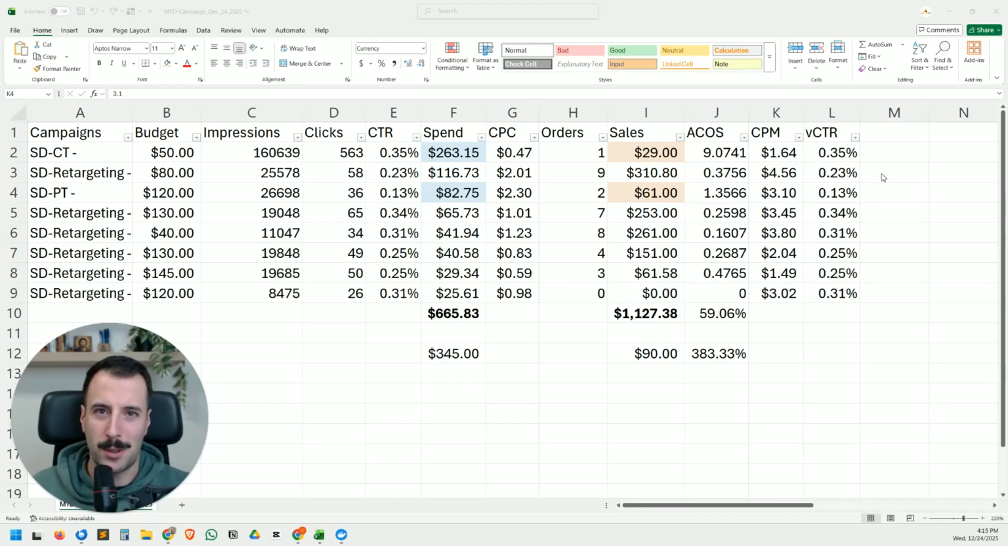Hi guys, let's talk about some funky stuff in Amazon PPC. This is the export of the actual campaign for one US account. I've sorted only sponsored display campaigns.